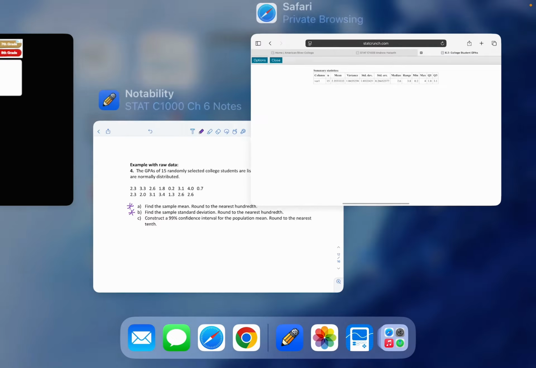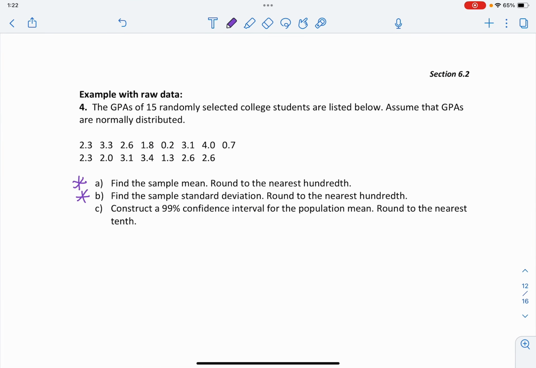Okay, so I can write that down. So sample mean 2.35, that's from part A. Part B, 1.03. So you're going to have to use that summary stats to get those. Okay. Now let's do the confidence interval.